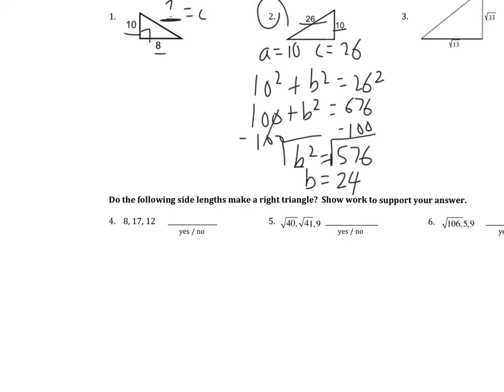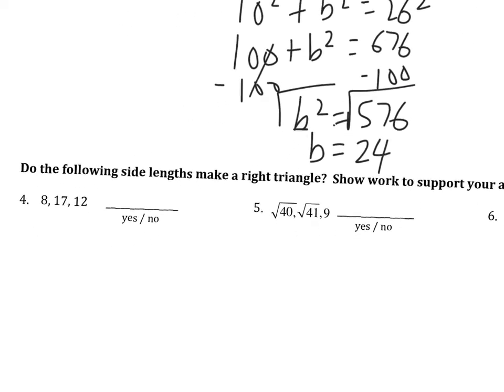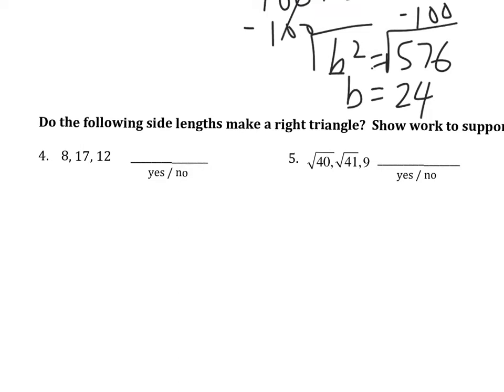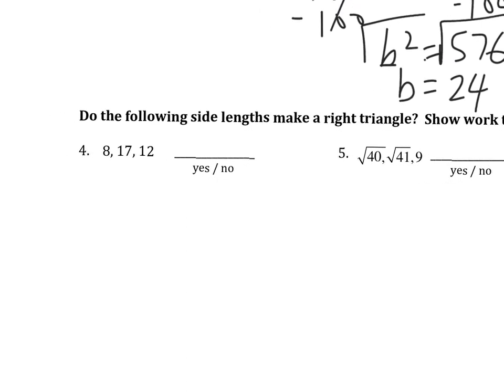All right, let's do number 5 next. Actually, I'm going to do number 4. So the first step here to determine if these three sides of the triangle will make a right triangle is to determine your A, B, and C. Your C has to be your longest side. So this will be your C, it's the longest side. And A and B will be 8 and 12, doesn't matter which is which. So we would say 8 squared plus 12 squared equals 17 squared. And we're going to see if that's a true or false statement.